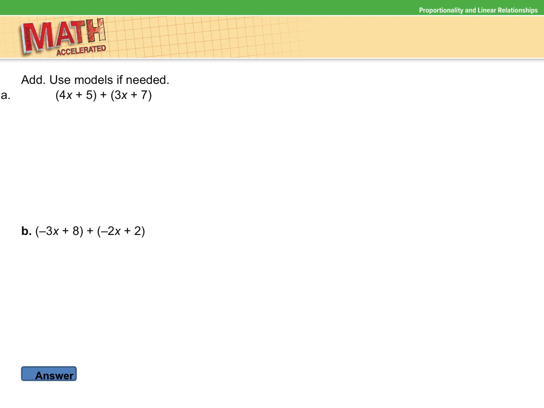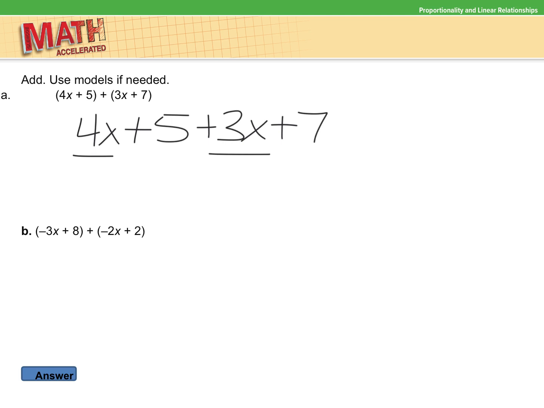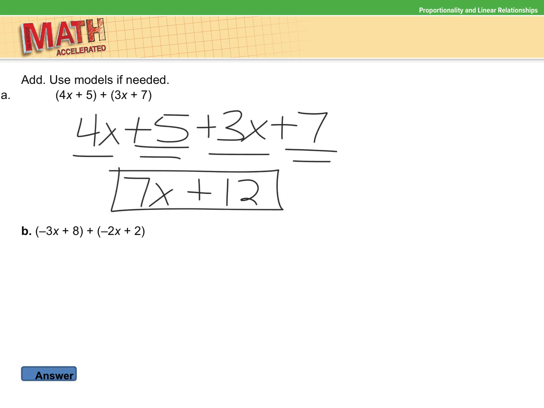Looking at these examples, what operation is in between the parentheses? Addition. So what can we do right off the bat? Not yet. What do we got to do first? Rewrite. Take out the parentheses. 4x plus 5 plus 3x plus 7. Now what can we do? Combine like terms. So we have 4x plus 3x, 7x, and then we have 5 plus 7. Plus 12.